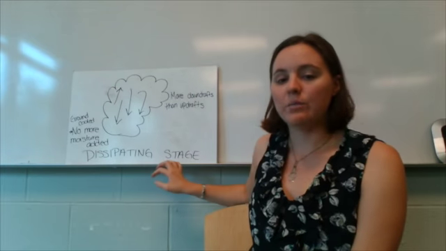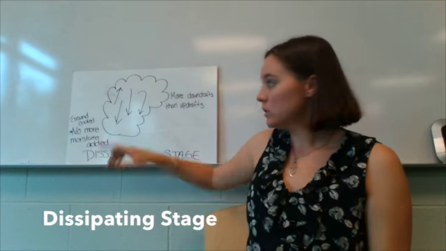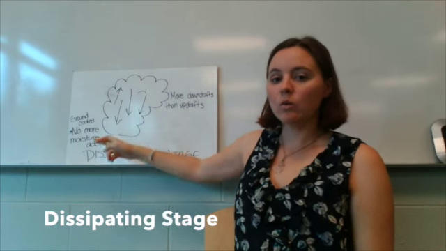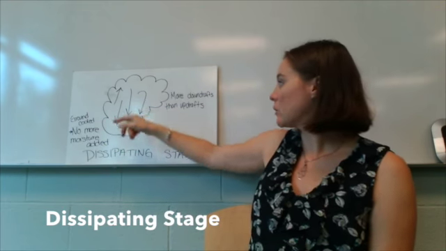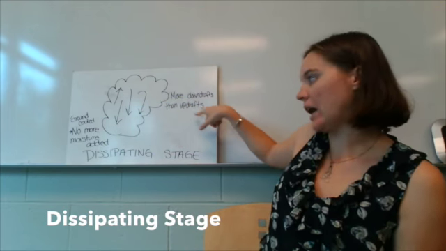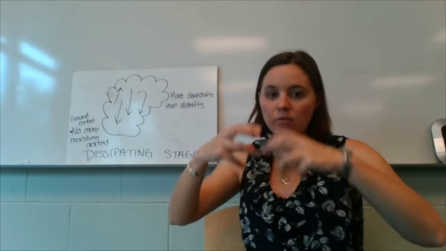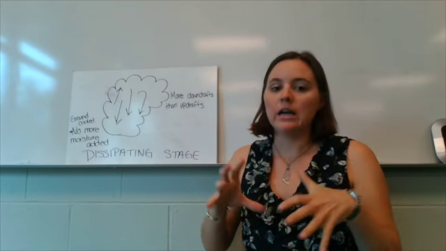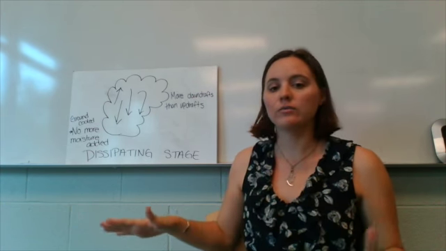Then we have our dissipating stage. So after the ground has been cooled, we don't have any more warm air rising or any more moisture to be added to the clouds. So we have more downdrafts than we have updrafts. So during this stage, the clouds are just kind of getting rid of the rest of their moisture, and we're still going to expect heavy rains, but it's going to taper off towards the end.